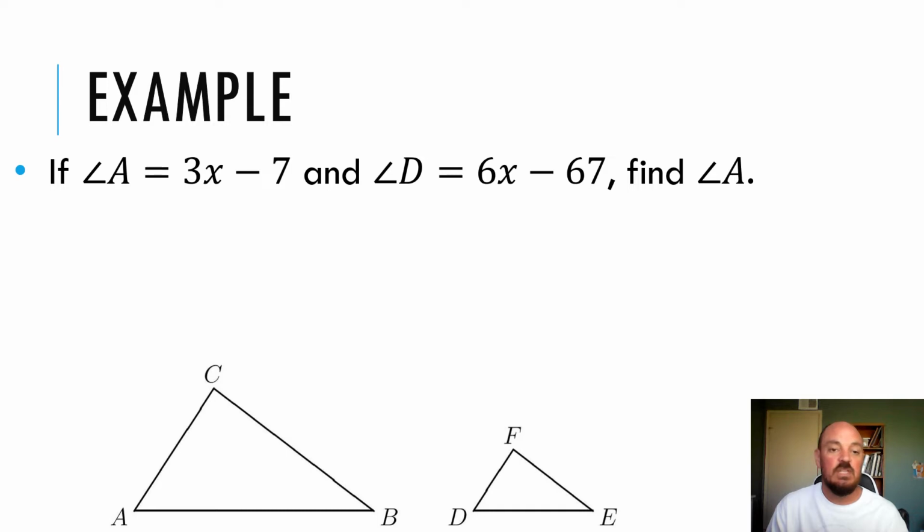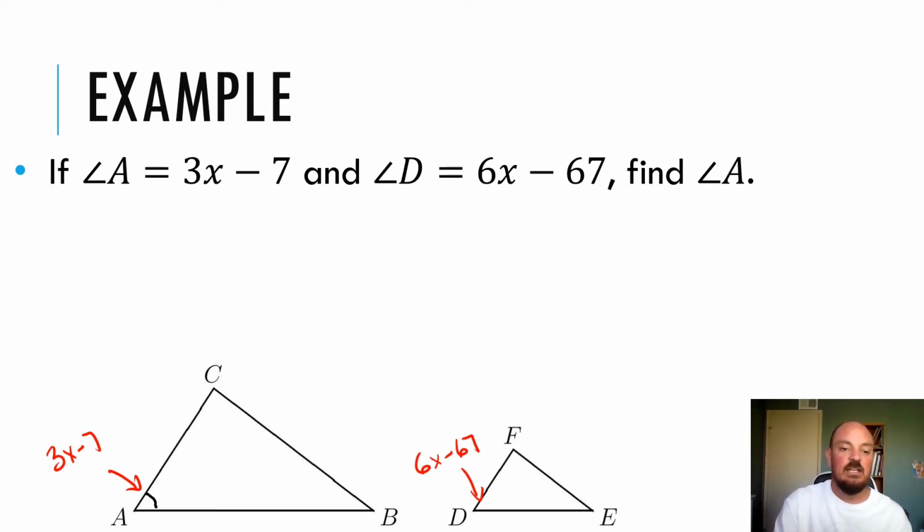So let me give you those same two shapes, and I'm going to say that angle A down here is 3x minus 7. And angle D over here is 6x minus 67. And I said we want to figure out what angle A is. And actually, when you're solving for angle A, you're also solving for angle D because they're equal. That's our theorem. They're congruent. And we're going to use that theorem to set it up.